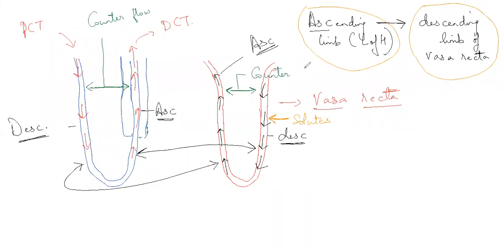And when these limbs of two different tubules correspond to each other, even then there is counter flow. Descending limb with the ascending limb of vasa recta, the ascending limb of the loop of Henle with the descending limb of vasa recta. Again, counter flow. Right?